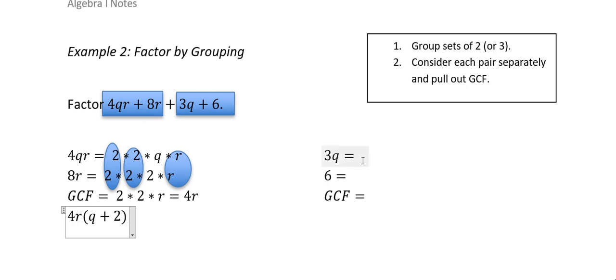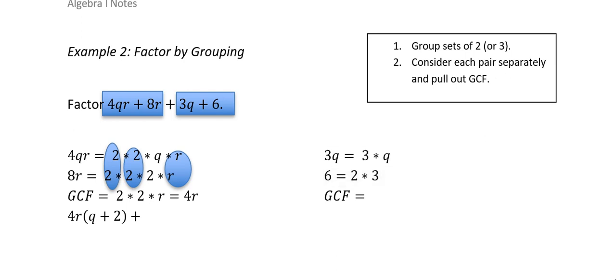We have to come over here and do these as well so that we can write the next part, which will be made up of the 3Q plus 6. So 3q here is nice and easy. It's just 3 times q. 6 is just 2 times 3. I wrote plus, but I meant multiply. So 3q is 3 times q. 6 is 2 times 3.